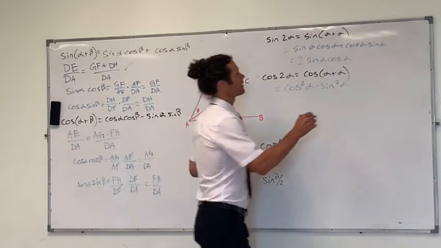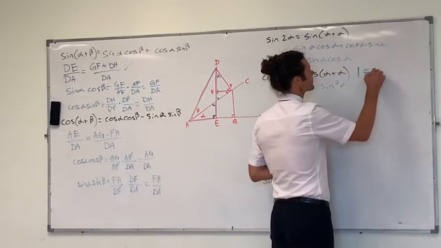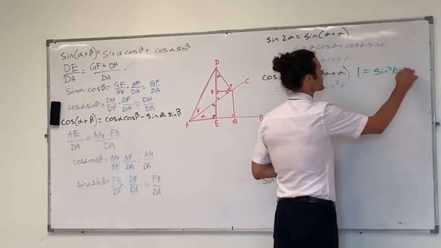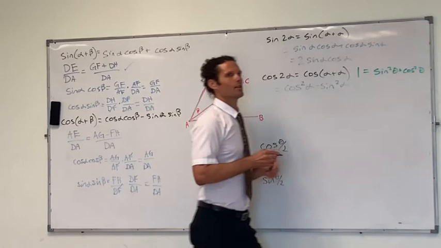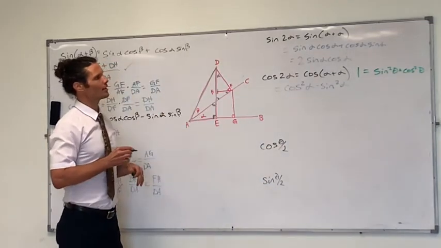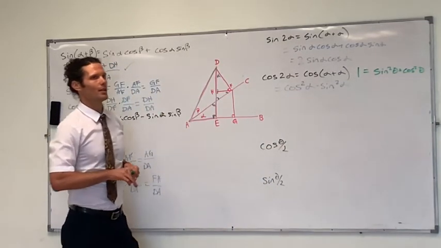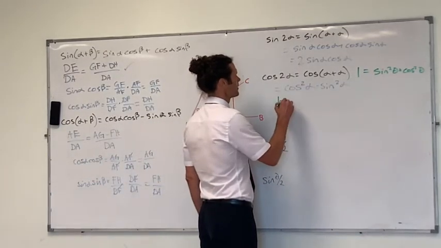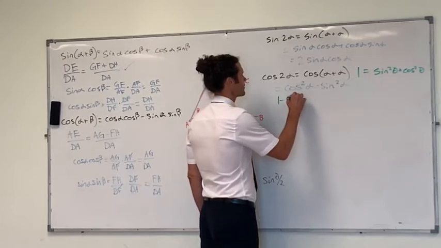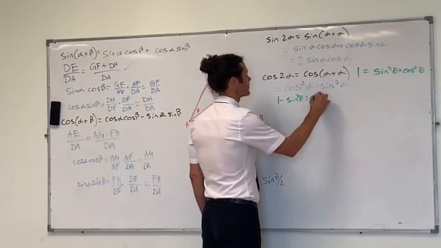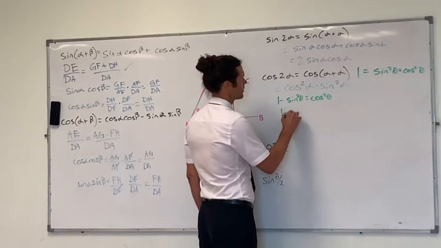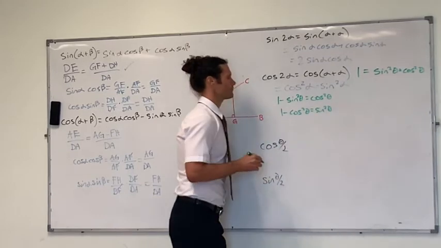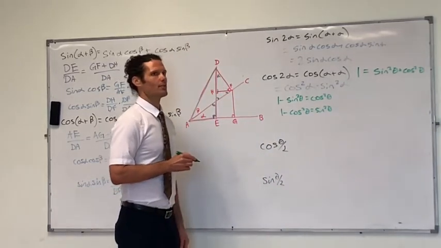Remember the Pythagorean identity: 1 is equal to sine squared theta plus cosine squared theta. Right, so there's our Pythagorean identity. In this case, alpha is theta. And so we can do a little bit of arithmetic, and we get 1 minus sine squared theta is equal to cosine squared theta, and 1 minus cosine squared theta is equal to sine squared theta. And so maybe you can see where this is going, right?